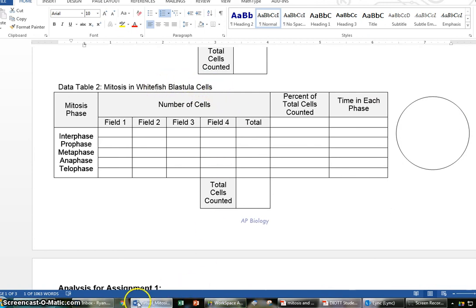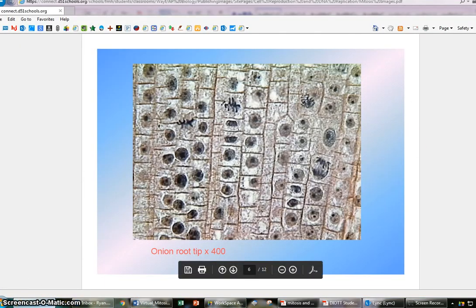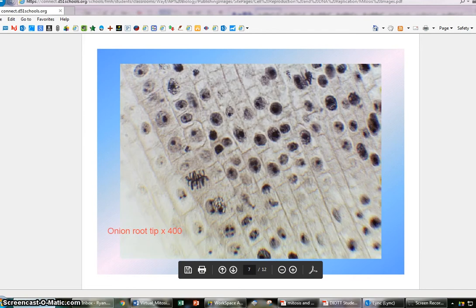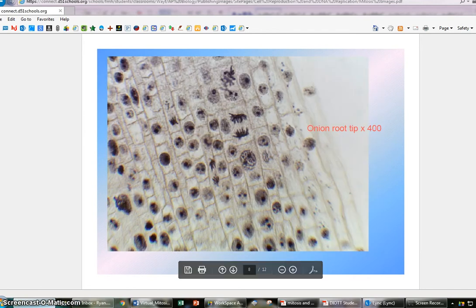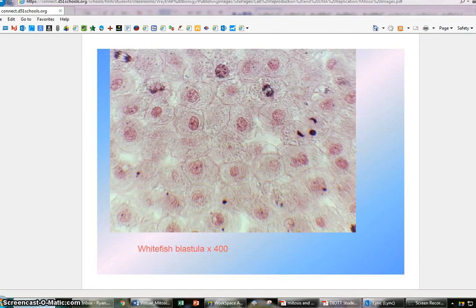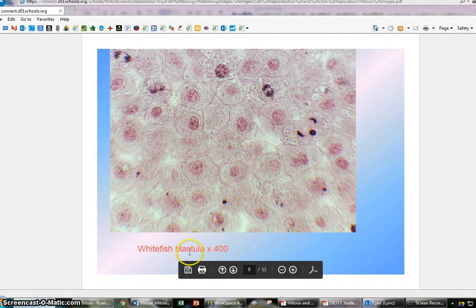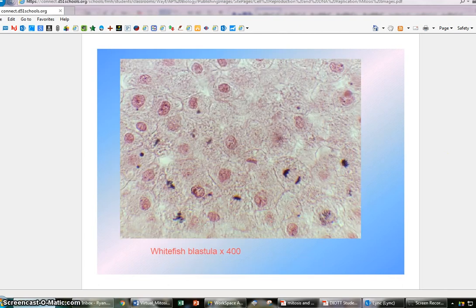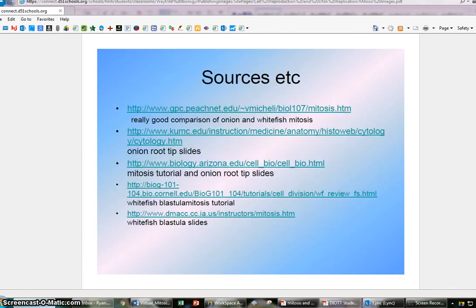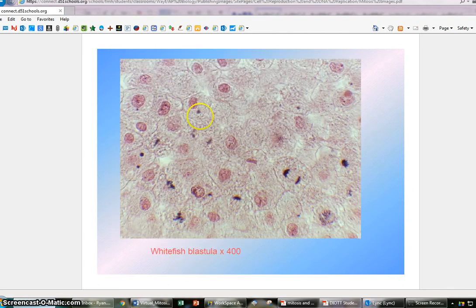And those were back on the virtual lab. If I go back there and scroll down a little bit more, these are onion root tips. If I go down a little bit more, still some onion root tips, and go down even further, here's our whitefish cells. Those are hard to see, but I've given you a few different slides so that, again, you need to count a total of 100 cells. And hopefully you can find those cells. I know that's not easy to see.